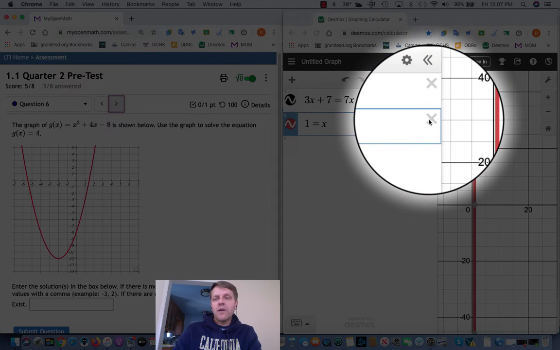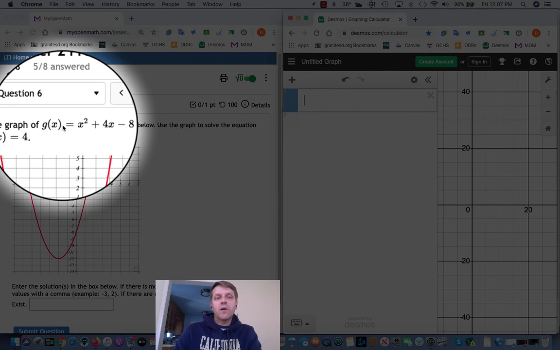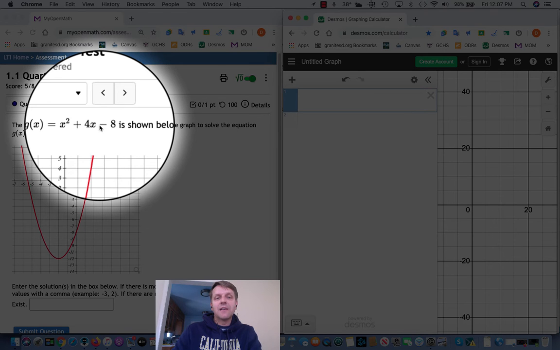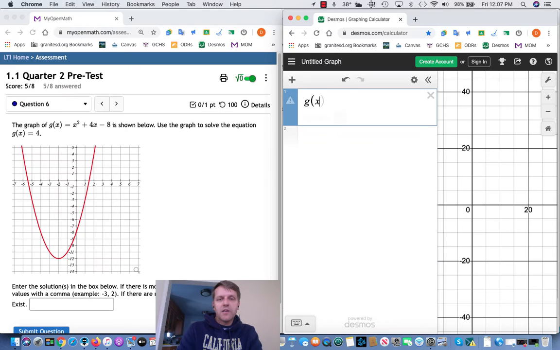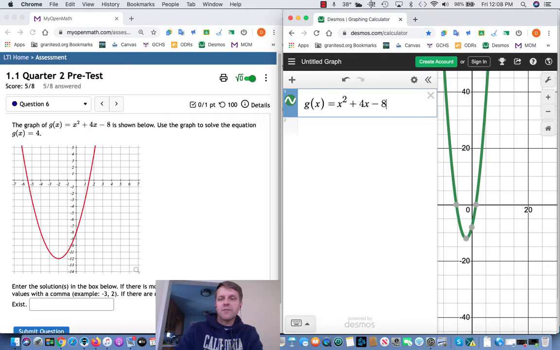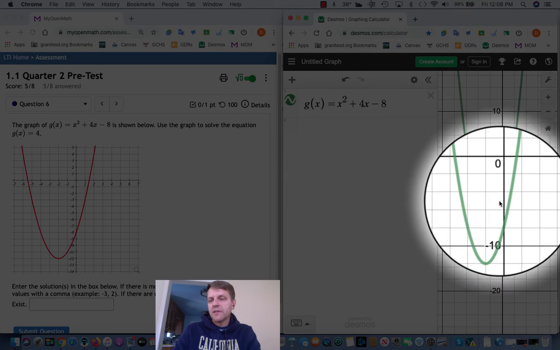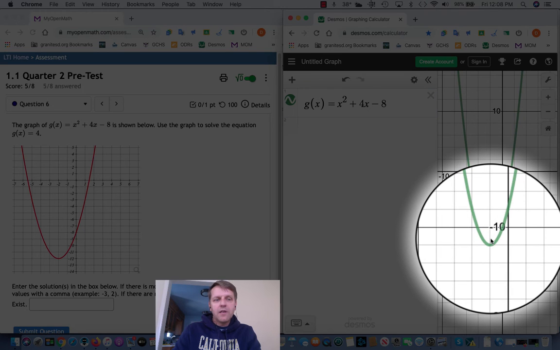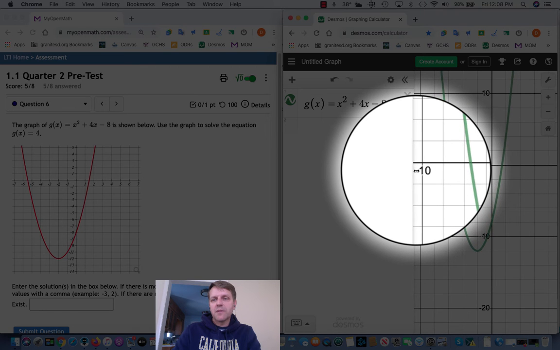This one says graph, let me delete these out. It says the graph of g of x is equal to x squared plus 4x minus 8. And it says use the graph to solve the equation g of x equals 4. Well, let's try to understand what they're saying here. g of x is equal to x squared plus 4x minus 8. All right, so we've got this parabola here. And it's really the same as this one. It looks a little bit squeezed, but it's the same.